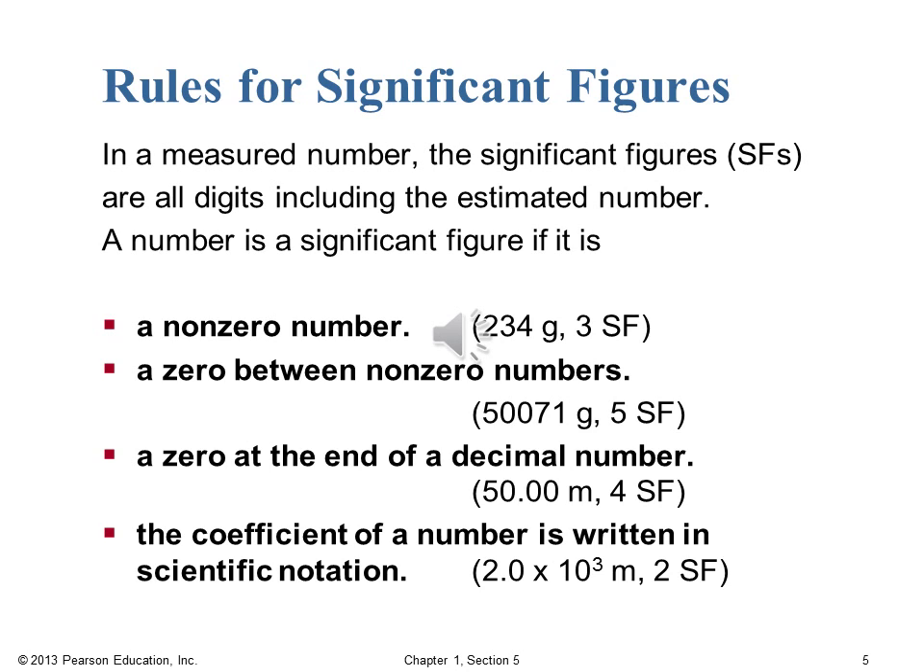Probably the easiest way to determine the number of significant figures you have in a value, especially a very large or very small value, would be to convert it to scientific notation and then figure out that coefficient for the times 10 to the positive or negative exponent, and that would give you the number of significant figures. So here 2.0 times 10 to the positive 3 meters would have 2 significant figures.